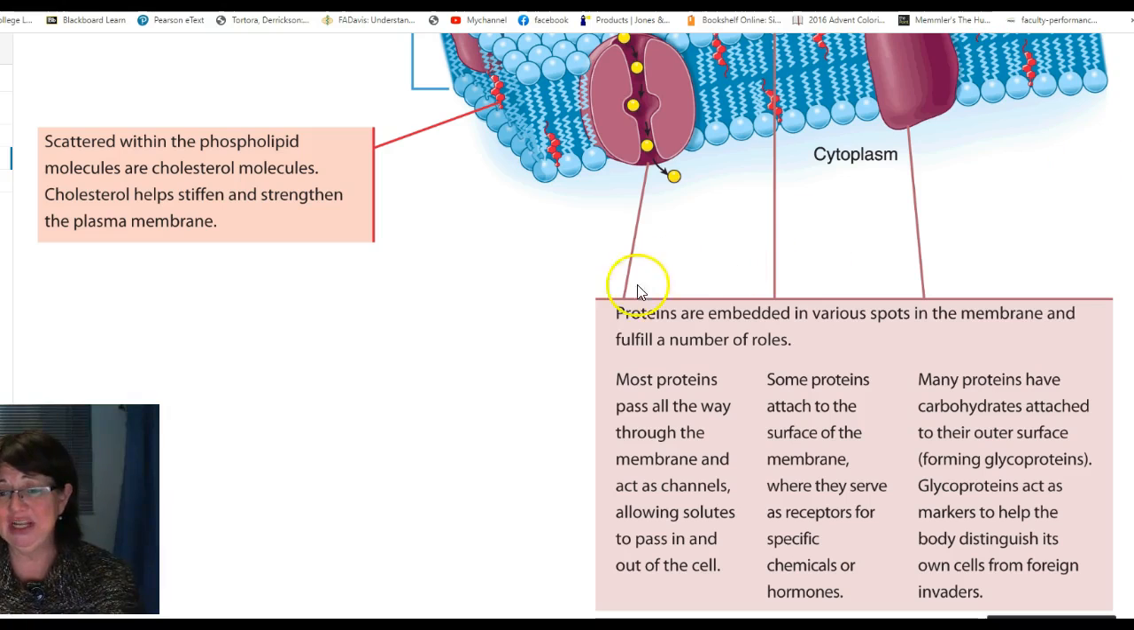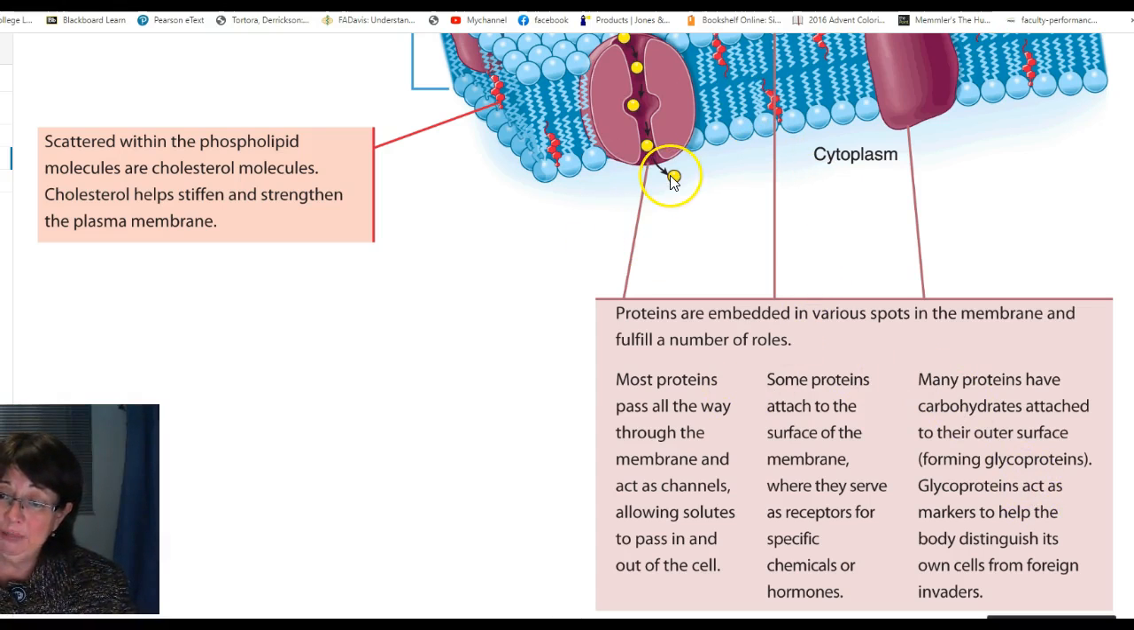So let's look at the proteins. Proteins are embedded in various spots, and we talked about that when we talked about proteins. Most pass all the way through and act as channels. Some are on the surface and act as receptors. And most have carbohydrates attached on the outer surface, and those are glycoproteins, and these can be markers.